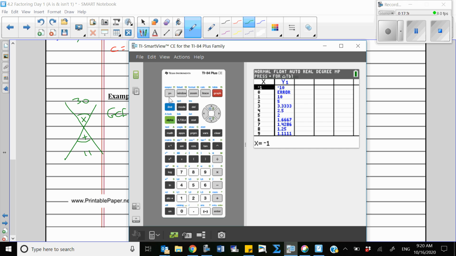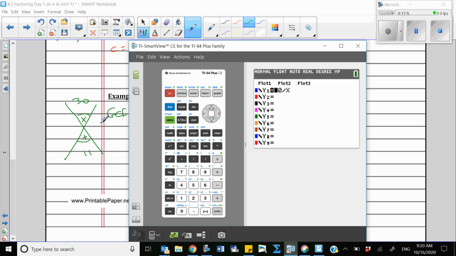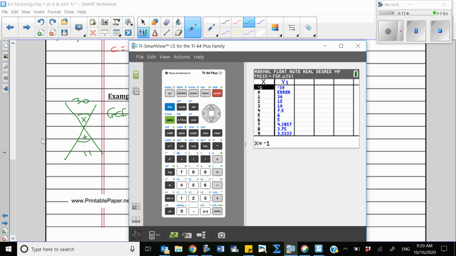So use our calculator, go to the y equal to, and then here I'm going to write 30 divided by x, and go to the table. What are those two numbers? Well, you see that I have 1 and 30. Well, they don't add up to 11. 2 and 15, no. 3 and 10, no. 5 and 6, yes. They add up to 11.